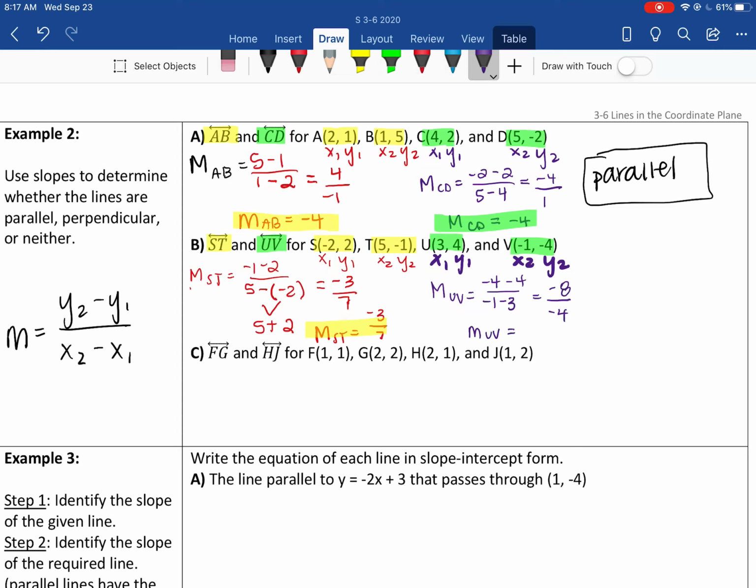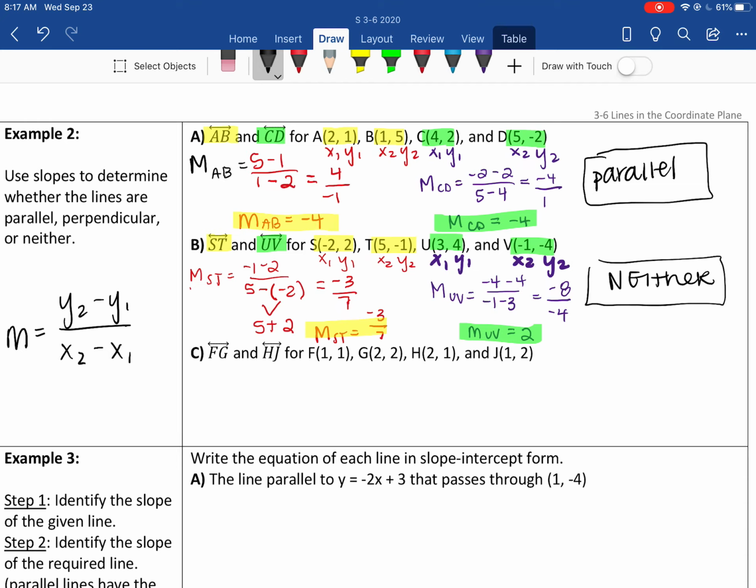-1 minus 3 is -4. And when you simplify that out, -8 divided by -4 is +2. And then when we compare, there is no relationship between 2 and -3 over 7, so these are neither.